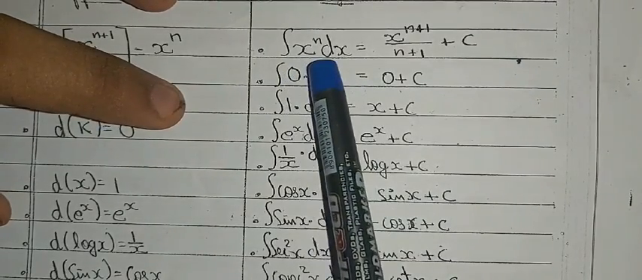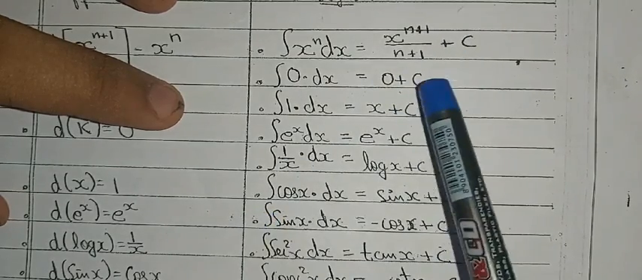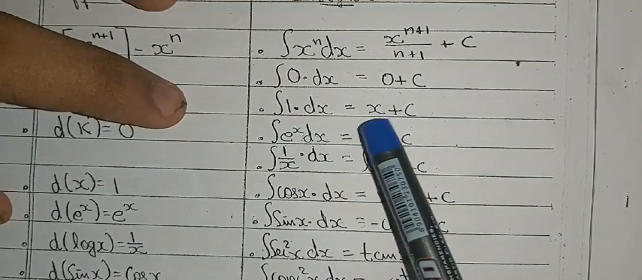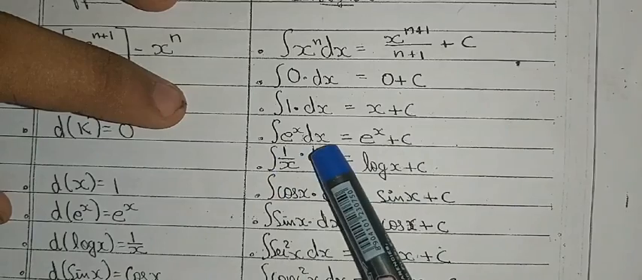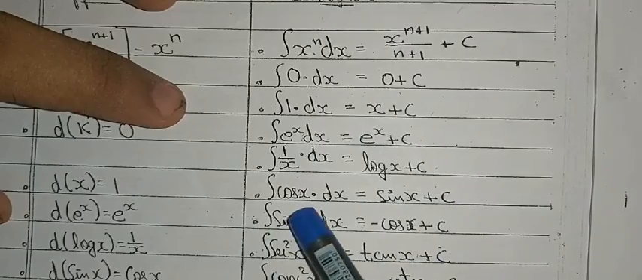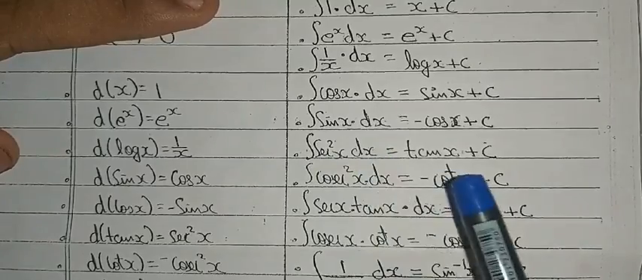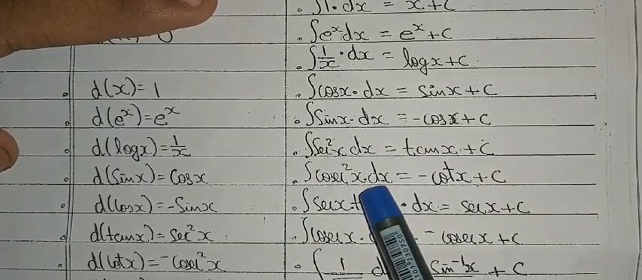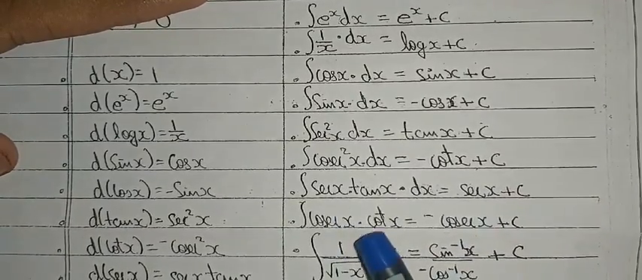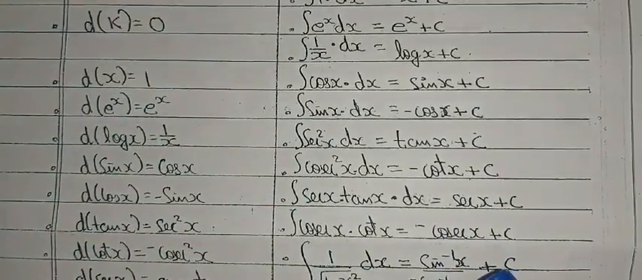The first formula, integral of x raised to n dx, is x raised to n plus 1 by n plus 1, plus c. Integral of 0 dx is equal to c. Integral of 1 dx is equal to x plus c. Integral of e raised to x is equal to e raised to x plus c. Then 1 by x gives log mod x, cos x, sin x, minus cos x, sec square x, tan x plus c, cosec square x, cot x, minus cot x, sec x tan x, sec x, cosec x cot x, minus cosec x. Up to here we will be using for this exercise.